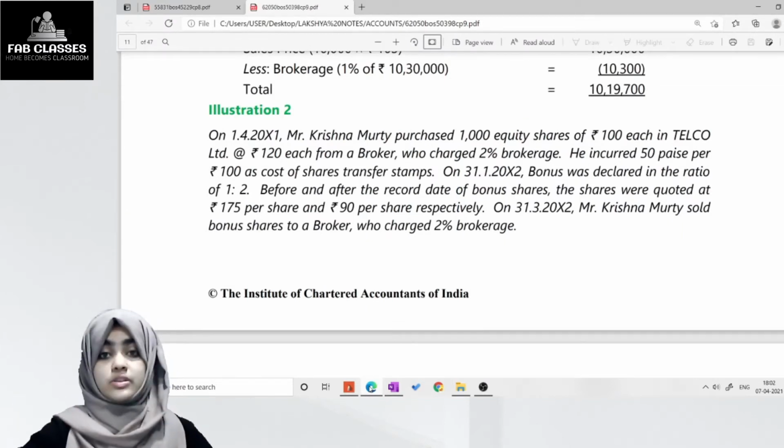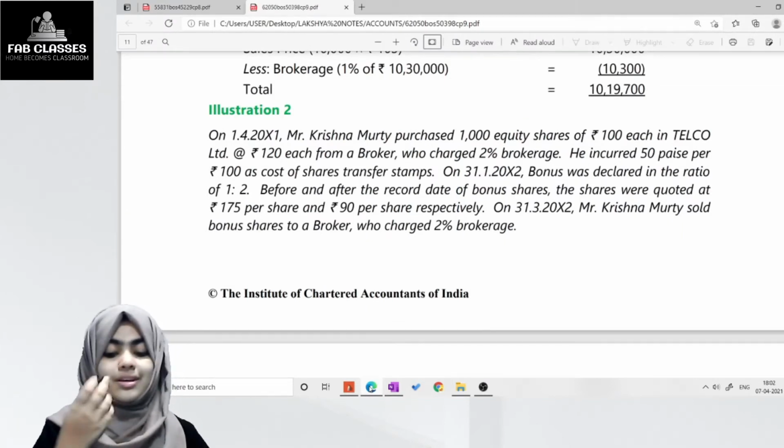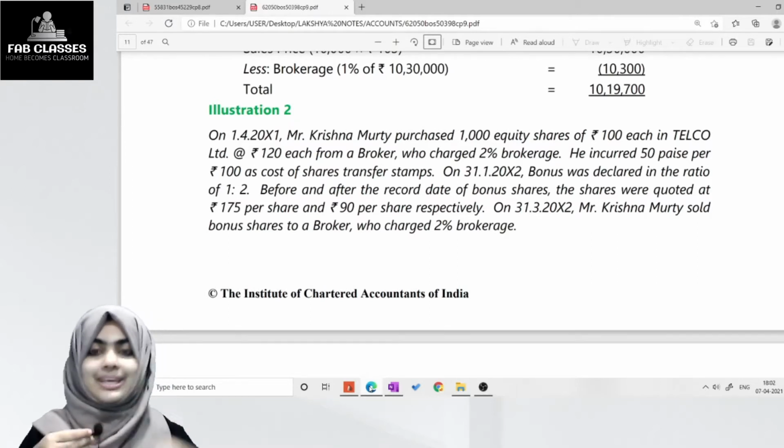So the difference between illustration number 1 and illustration number 2, I'm sorry, I did not keep the mic, 1 second.